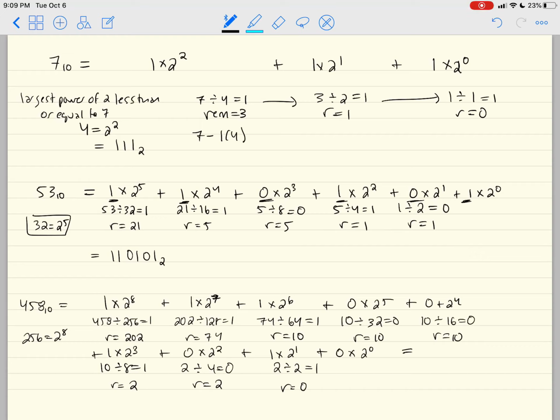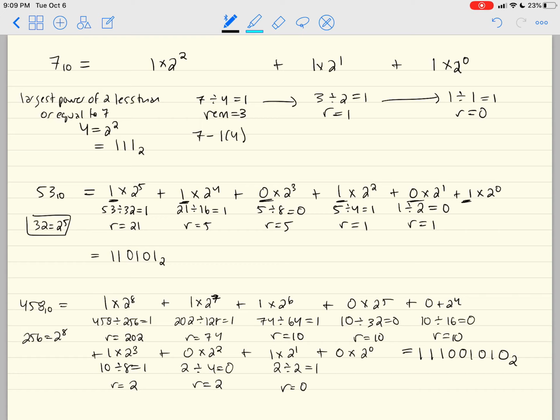So in total, reading them off, I have 1, 1, 1, 0, 0, 1, 0, 1, 0. Whew. I did warn you that direction was harder.